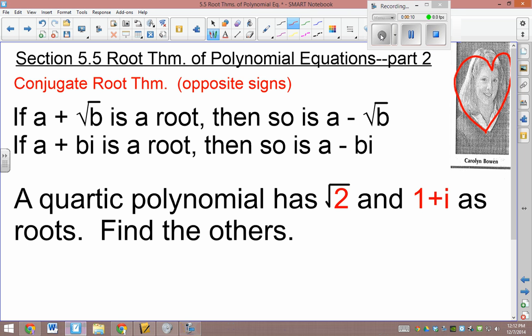All right, we are going to finish up section 5.5. So this is the part 2 video from section 5.5. We're going to learn the next theorem. It is called the conjugate root theorem.